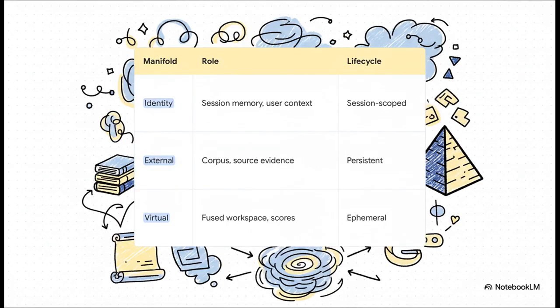So these three spaces are called manifolds. You can think of them like different but connected universes of data. First, you have the identity manifold. That's kind of like the system's short-term memory. It knows who you are and what you're doing right now. Second is the external manifold. This is the long-term memory, the massive library of everything the system knows. And finally, you've got the virtual manifold, which is like a temporary scratch pad. It's created for every single question you ask, and its job is to pull information from the other two and figure things out.